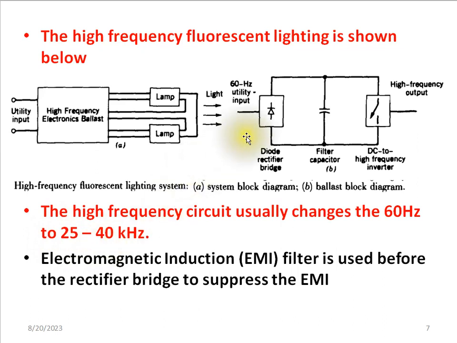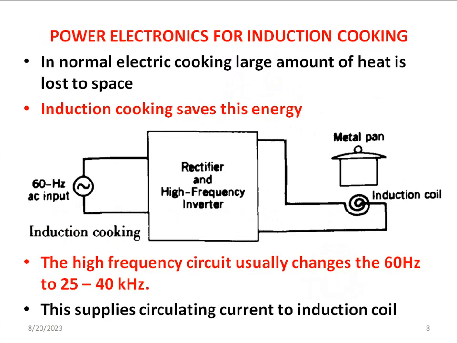And of course, before we even rectify it using this diode, we use what we call an electromagnetic induction filter, and its function is to suppress any electromagnetic induction interference at the input, so that we can have a clear and stable output. That is the application of power electronics in operating fluorescent lights.